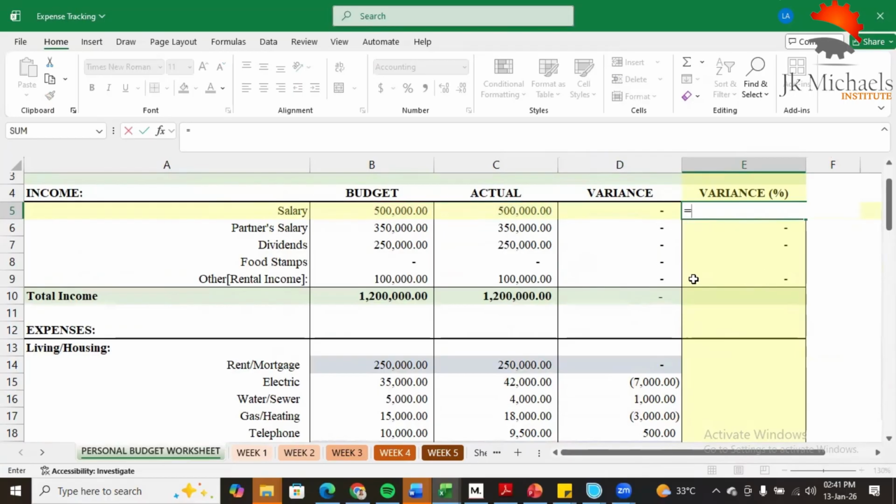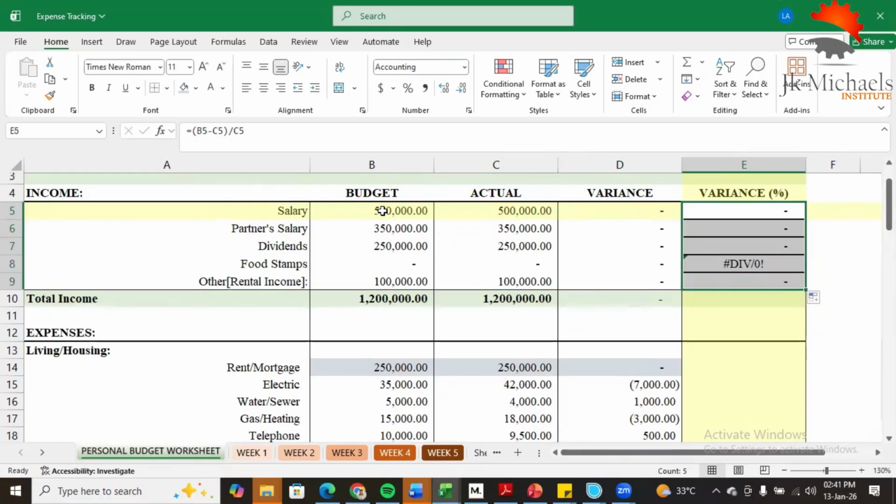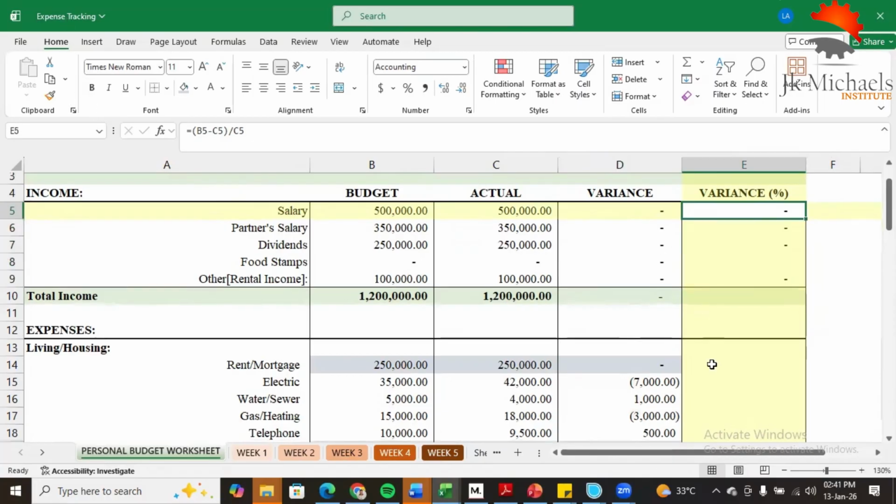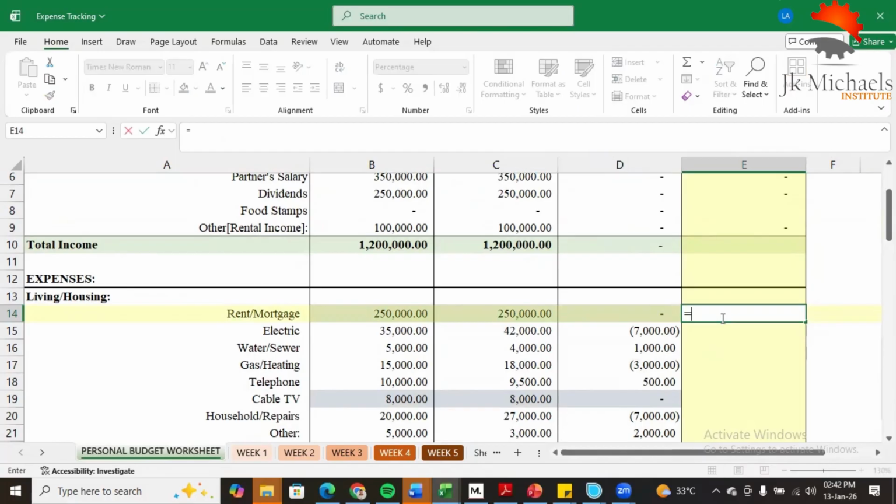budget minus actual, all over actual, expressed as a percentage. So this is actually 0%, 0%, 0%. This is quite a challenge, right? And then we have budget minus actual over budget, sorry.